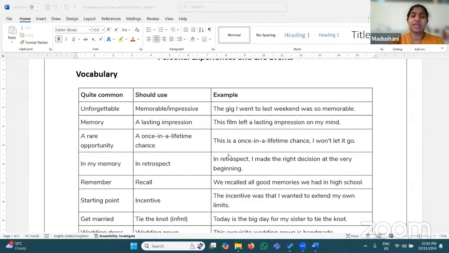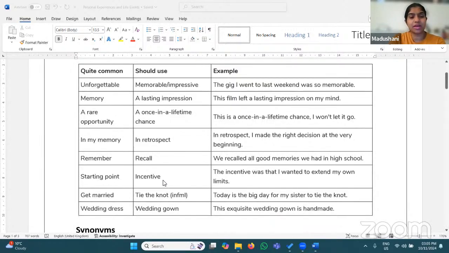The next one is in my memory. මගේ මතකයේ කියලා කියනකොට in retrospect. In retrospect, I made the right decision at the very beginning. Yeah. All right. So remember කියනවා වෙනුවට we can say recall. Like we recall all good memories we had in high school. Starting point කියනවා වෙනුවට අපිට කියන්න පුළුවන් තව word එකක්.